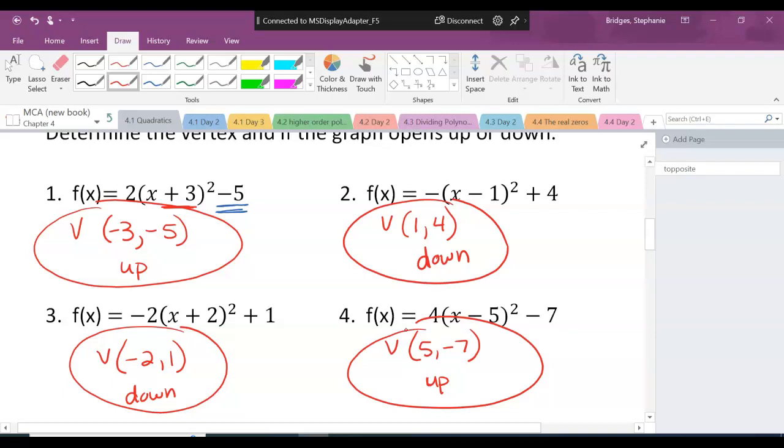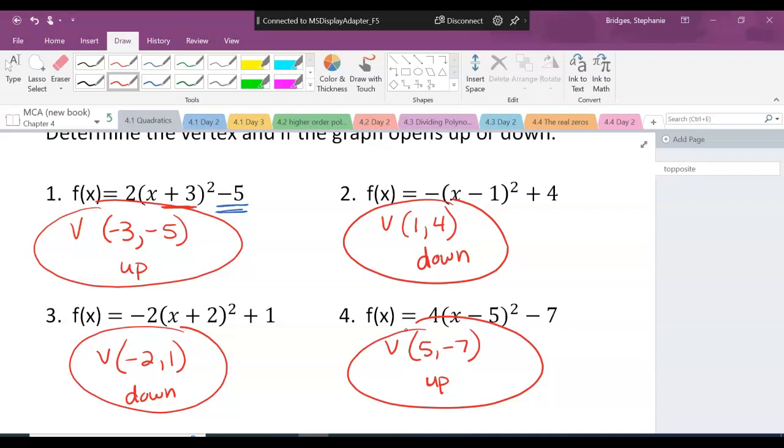Anybody have any questions on picking out the vertex and deciding whether it opens up or down? All right. So, good. Because the number in front of it is negative, it's less than 0, so that makes it flip upside down. Is any of this going to determine whether the thing is closed? No, these will all be closed.